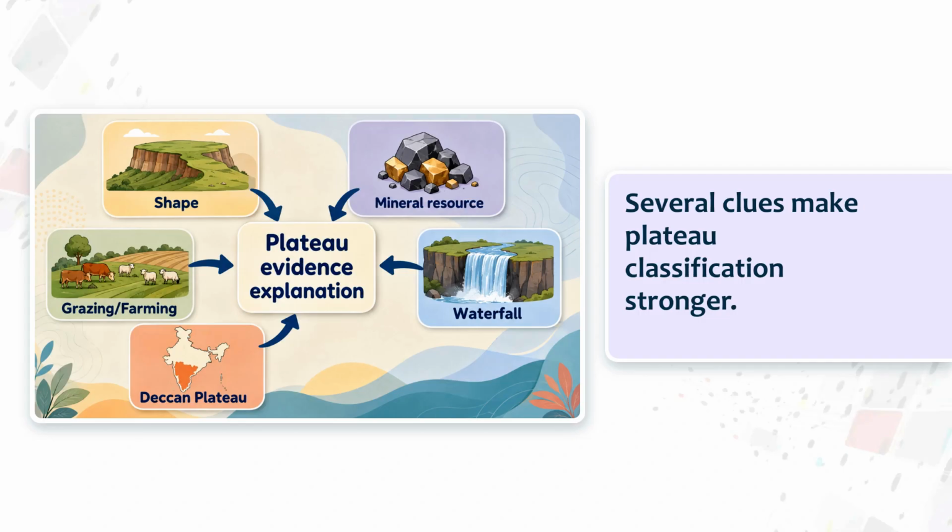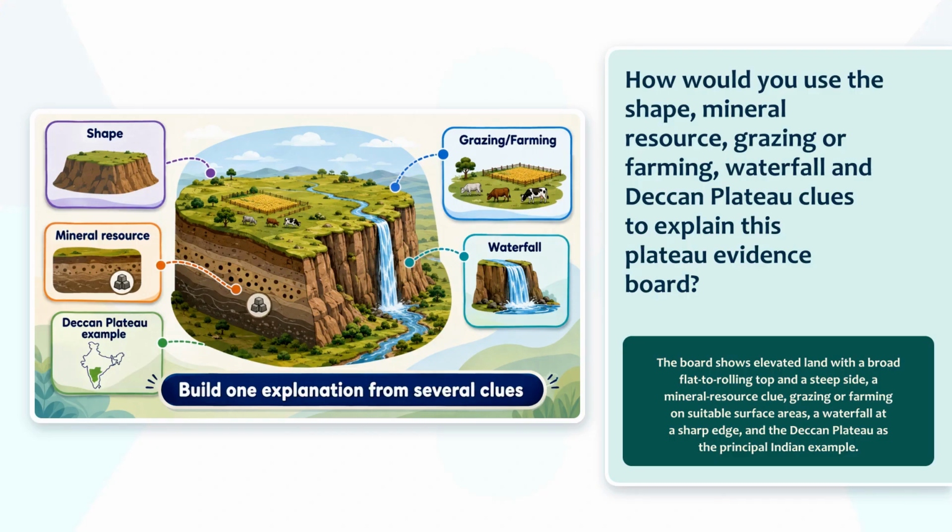The final rule is about careful evidence. Several clues make plateau classification stronger. Good explanations avoid absolute claims. Choose at least 4 clue groups from the board. How would you use the shape, mineral resource, grazing or farming, waterfall, and Deccan Plateau clues to explain this plateau evidence board? Bring the evidence into one connected response.